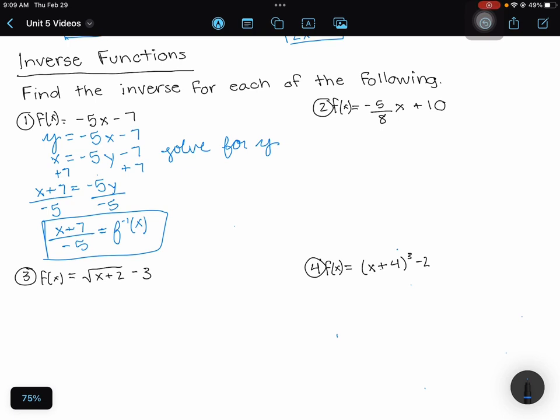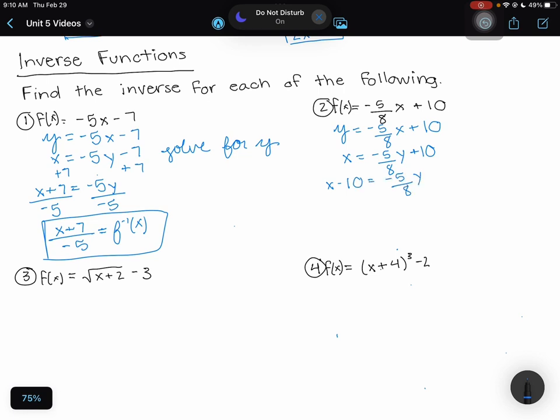So same thing with the next one. We are going to replace f of x with y. Then we're going to switch the x and the y. And then we're going to solve to get y by itself. So to get y by itself here, first thing we're going to do is subtract 10 on both sides. Then I'm going to multiply both sides by 8 to get the 8 out of the denominator. And I have to distribute the 8 to everything over here.